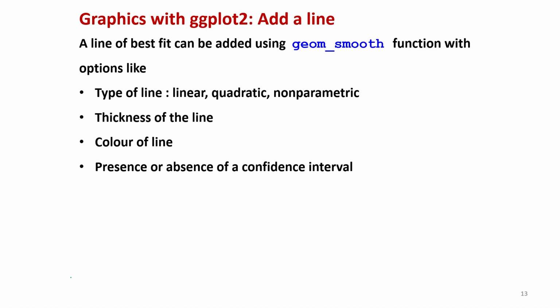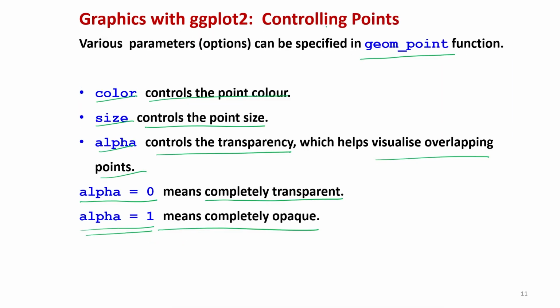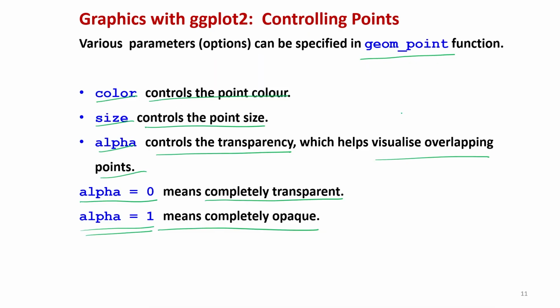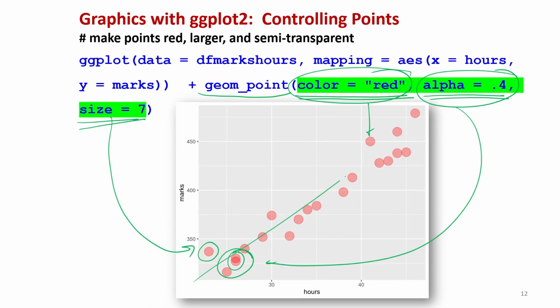Now we come to some more aspects. Suppose in this graphic I want to add a line. Why a line? If you look here, it looks as if the points are lying approximately on a straight line like this one, a straight line passing through somewhere here. Well, this line is obtained using the concept of the principle of least squares.